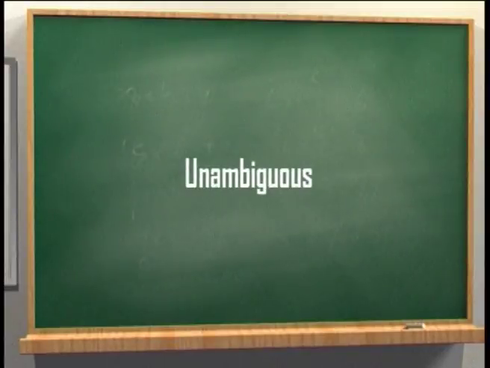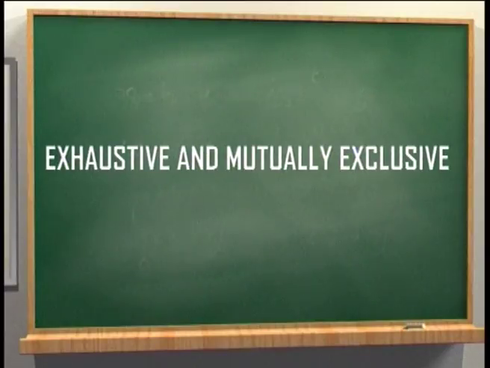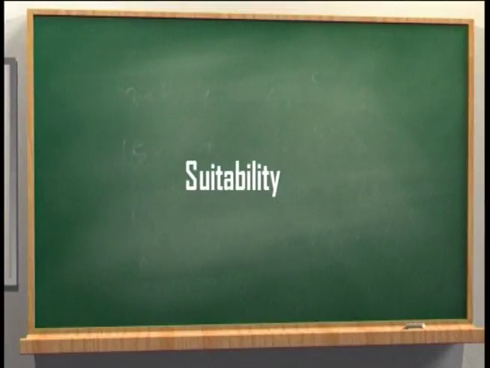Unambiguous. Classification of data must be unambiguous. Various classes should be so defined that there is no room for doubt or confusion. Two, exhaustive and mutually exclusive. Classification should be done in such a manner that each and every item belongs to one and only one class. This implies that different classes should not overlap.